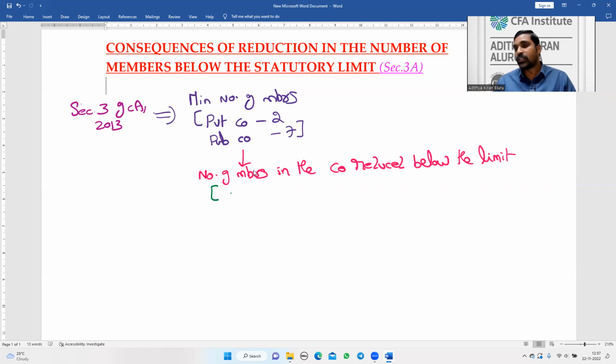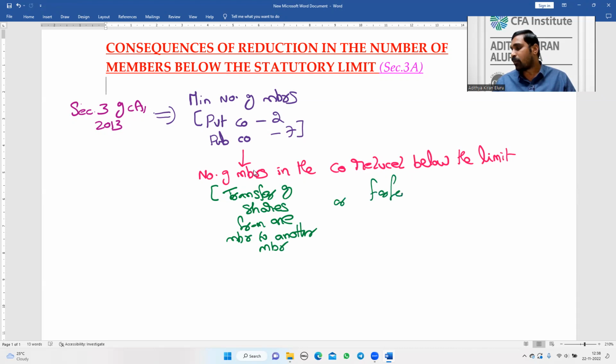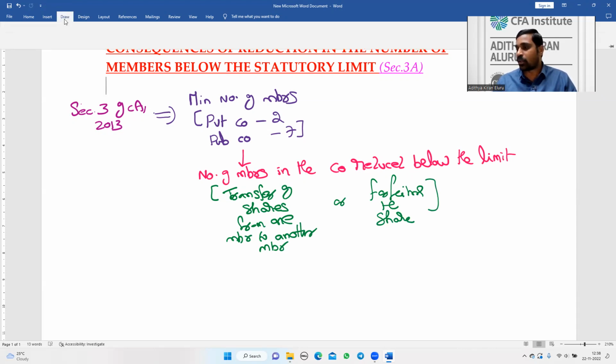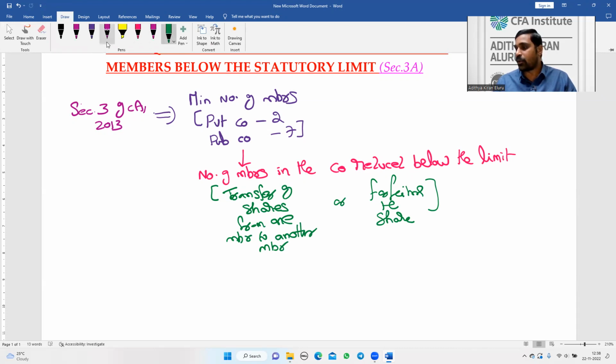So the first one is transfer of shares from one member to another member. This may be one reason for reduction in the number of members. Or forfeiture of shares. The company may forfeit the shares. Because of this reason also, the number of members may reduce below the limit.